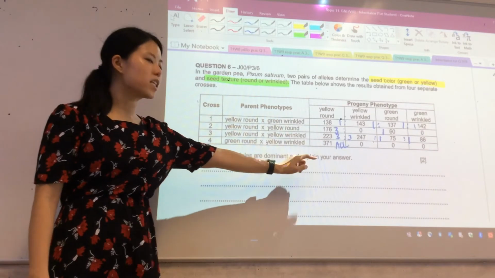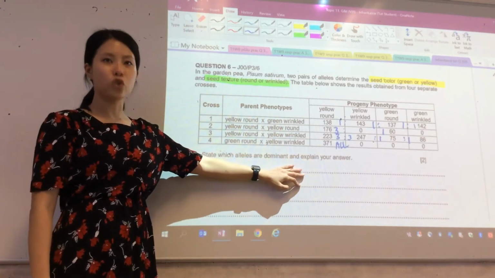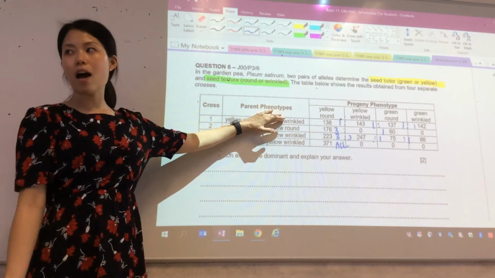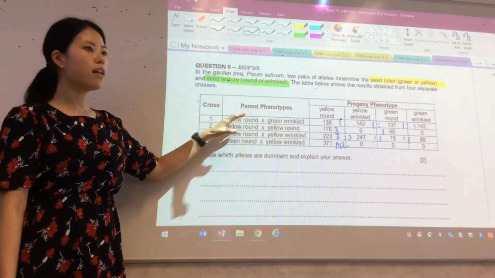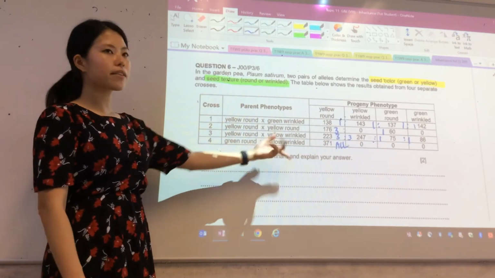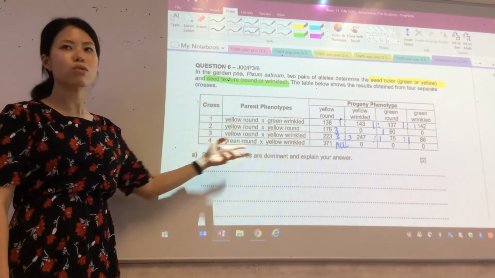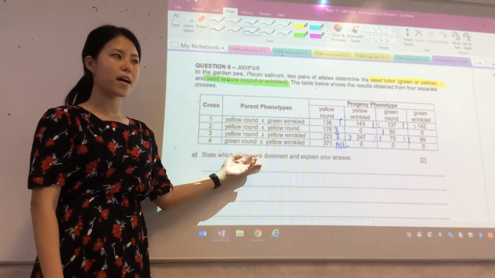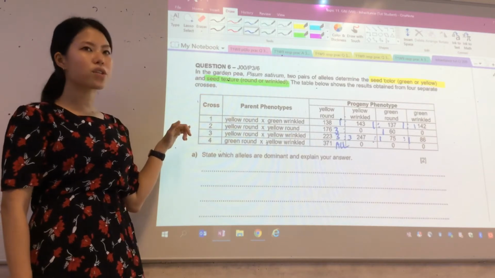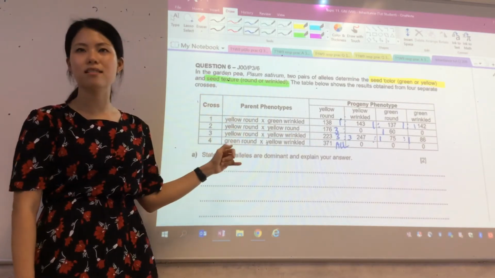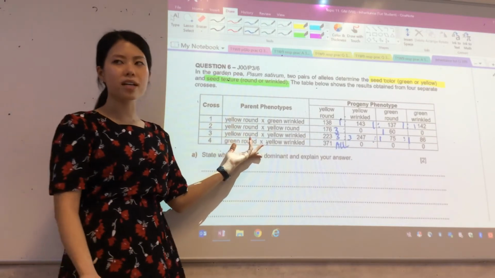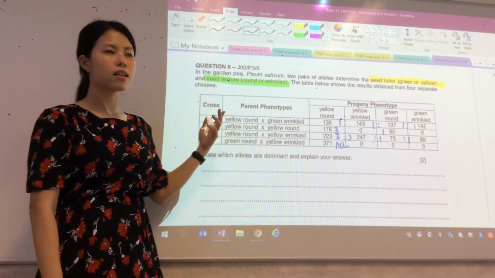When they say explain your answer, what do you think you need to do? Yes, you have to cite data, basically. So you have to cite relevant crosses to support your answer. Of course you can cite 1 cross, 2 crosses, or 3 crosses, up to you. But actually citing 1 cross is enough already. If you look at cross 1, 2, 3, 4, which is the best and easiest cross to cite? 4. Why would you choose 4? Some of you may choose others, but 4 is really the easiest, most straightforward.